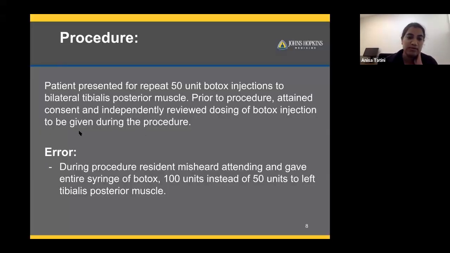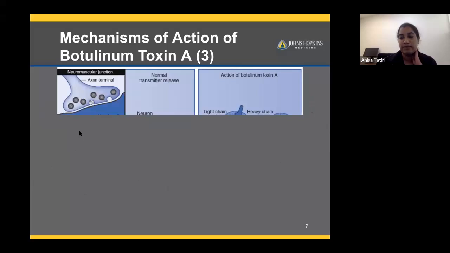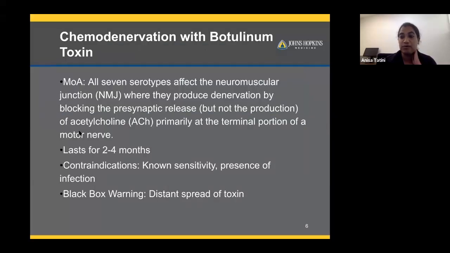The contraindications to Botox are generally if someone has a known sensitivity to Botox, and if they currently have an infection. So generally, we don't want to give Botox when someone is being treated for an infection, because there is a thought that the patient can create antibodies to the Botox and it's not going to work as well. And then the black box warning that we tell every patient when we give Botox is that there is risk of distant spread of the toxin.